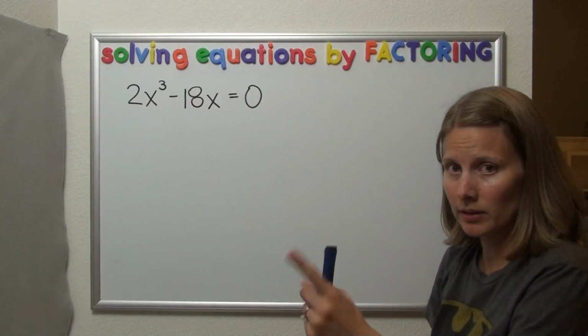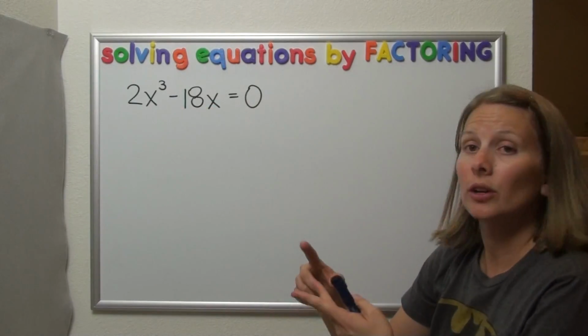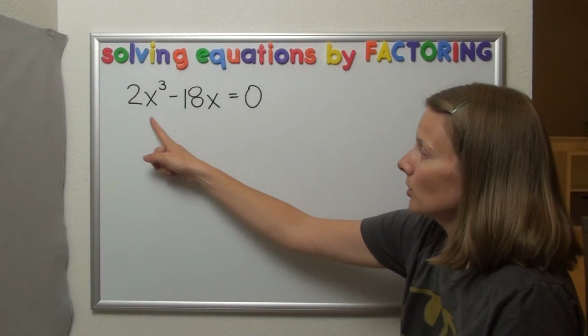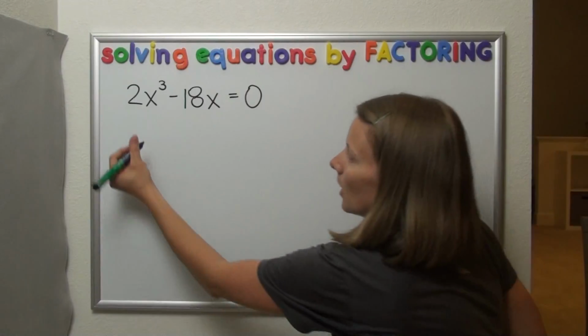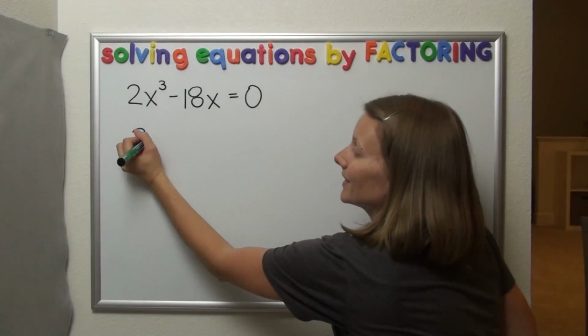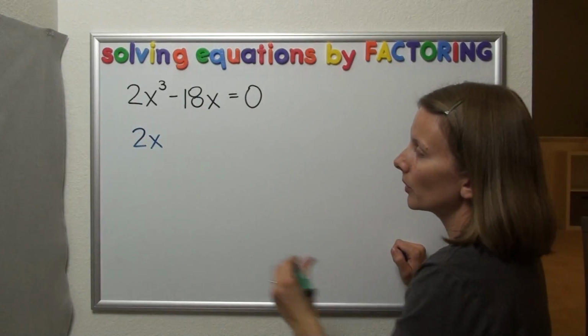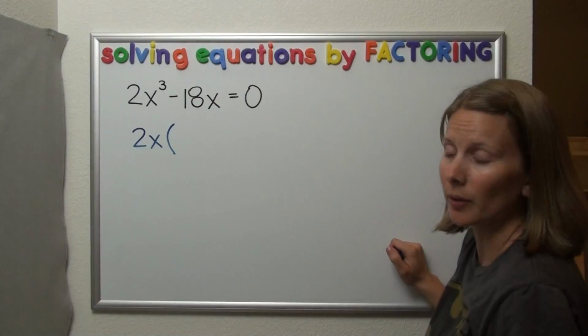So step 1, we want descending order, already got it. Step 2, we look for a GCF. These two terms share a couple things in common. First, they share a 2 in common. 2 goes into 2 and 18. But also they share an x in common. So we're going to pull 2x out as the GCF. And in parentheses, we'll write what's left.